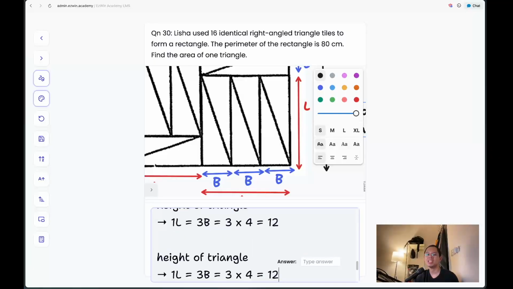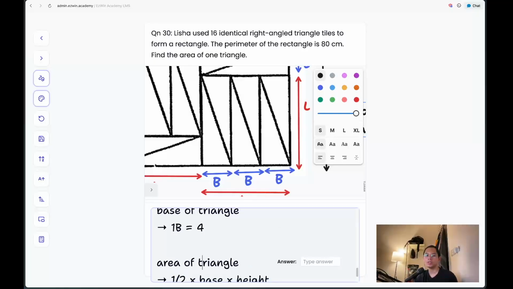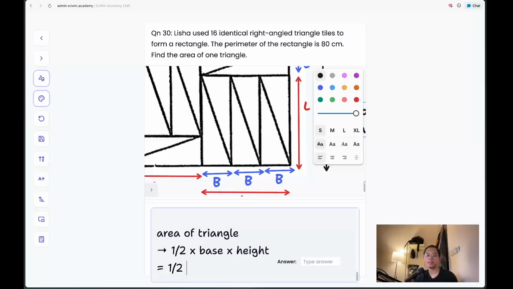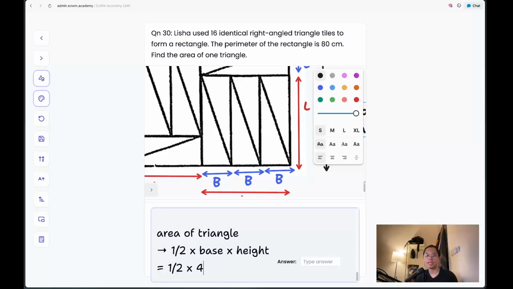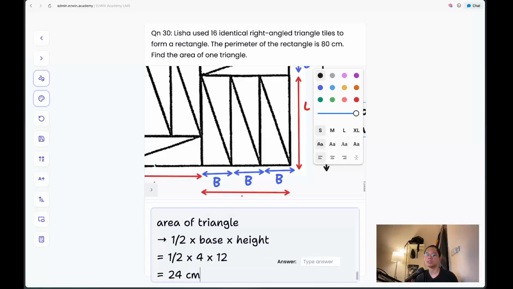Then here's the base. It can be interchangeable and it still works the same. So 1B, which is 4. So half times base times height. Base is 4 and height is 12. In this case, that'll be 24. The answer is 24 centimeters squared.